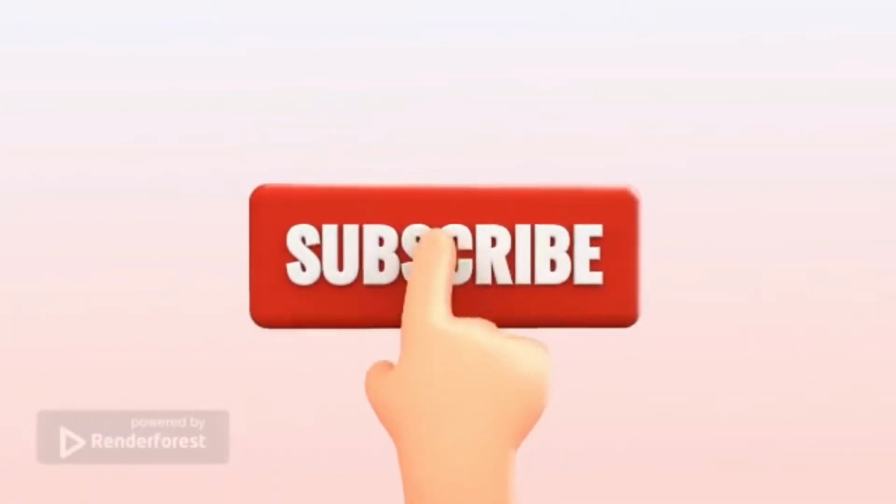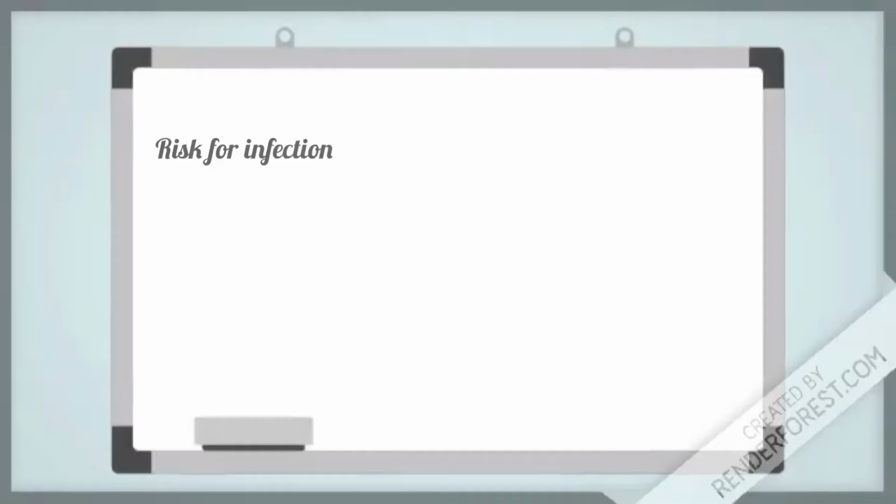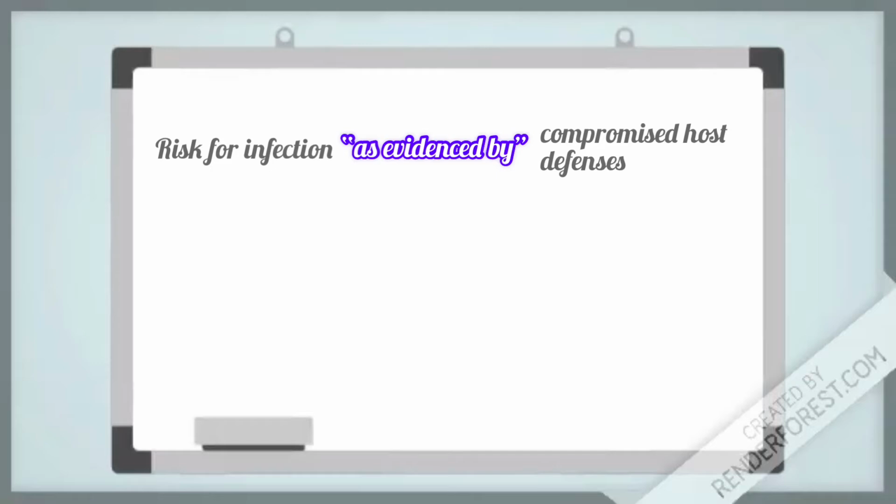Good. So for example, we can have risk for infection as evidenced by compromised host defenses. So the compromised host defenses is likely to make the patient get an infection, but it doesn't mean that the patient has an infection. And the patient can also go through that process without having an infection. And the patient can get an infection not as a result of the compromised immunity, but as a result of something else. You get it? That is what makes the two-part diagnostic statement a little bit complicated.